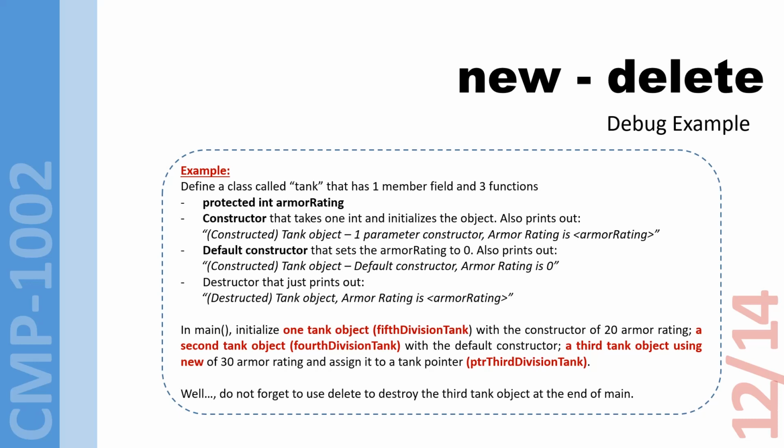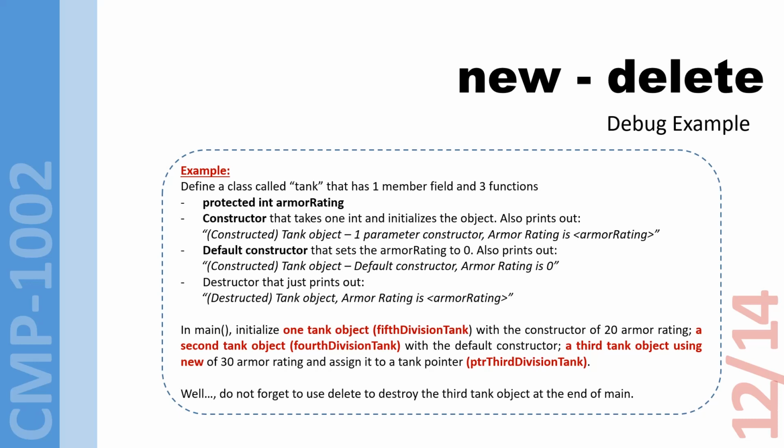So the example says define a class called tank, having a single member field and 3 functions. The member field is going to be protected int armor rating, which is going to represent the armor, or you can say the life hit point of the tank. And there's going to be a constructor which takes a single integer, which is going to be the value of the armor rating, and initialize the object. Also, I'd like the constructor to write down such a line: constructed tank object - 1 parameter constructor, and armor rating is whatever the value of the armor rating of that object is.